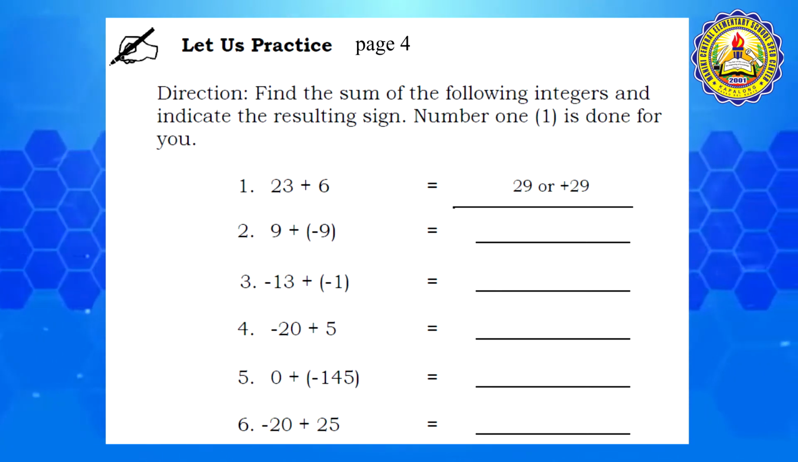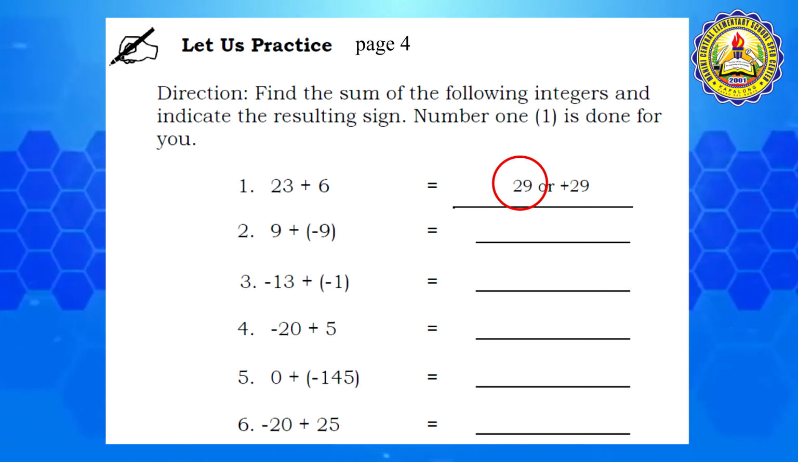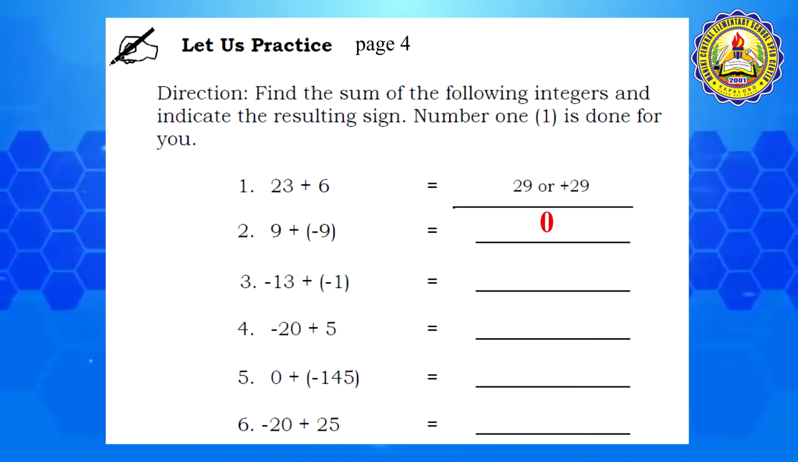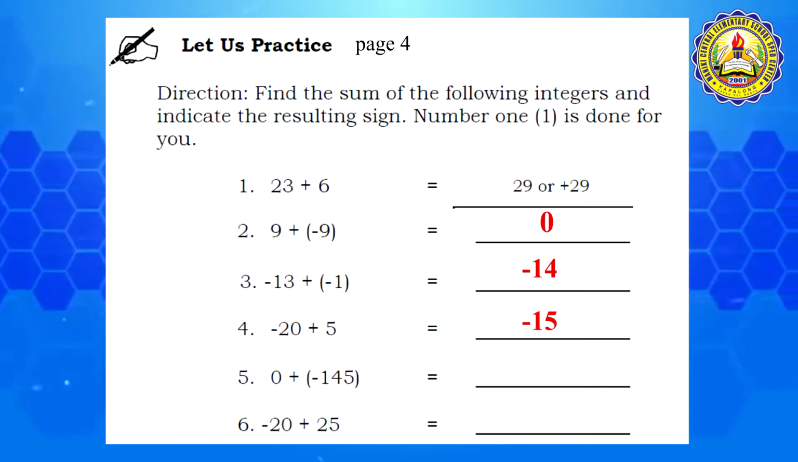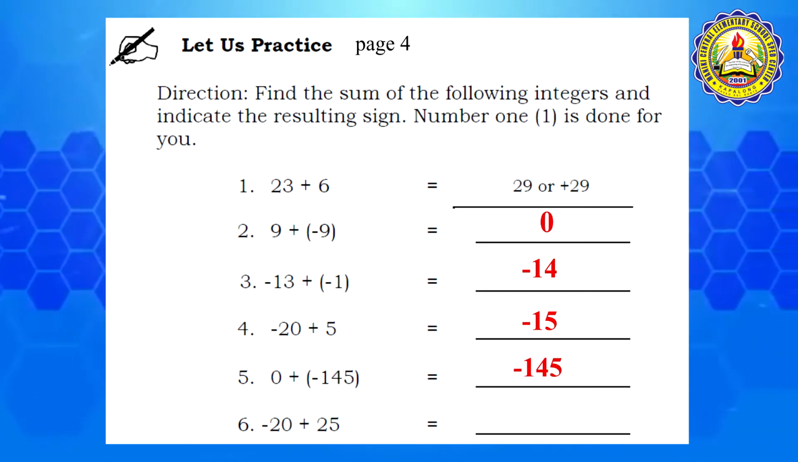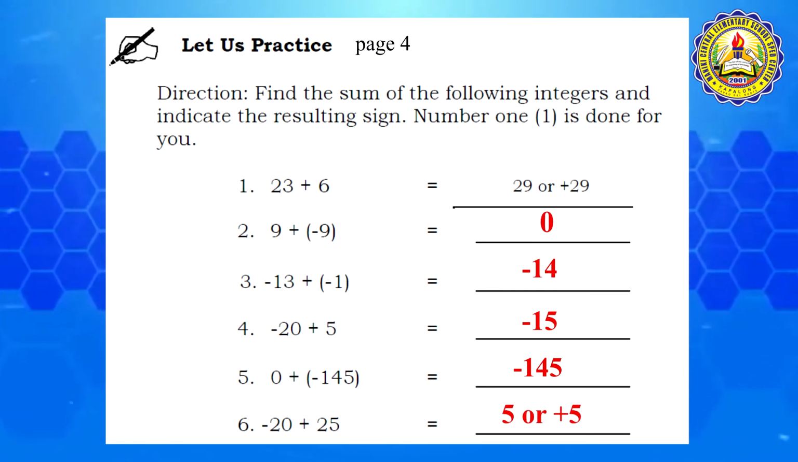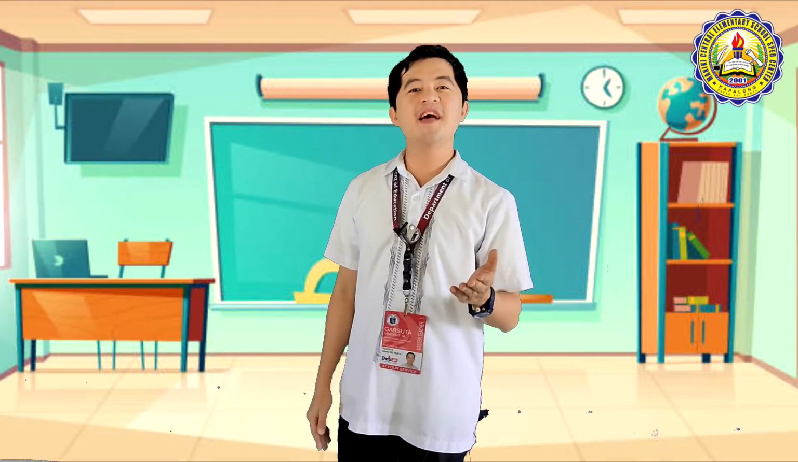Answer. The answer is number 1, positive 29. Number 2. The answer is 0. 3. The answer is negative 14. 4. Negative 15. Number 5. Correct. Negative 145. And lastly, number 6. You're right. Positive 5. Bravo! You did it well!